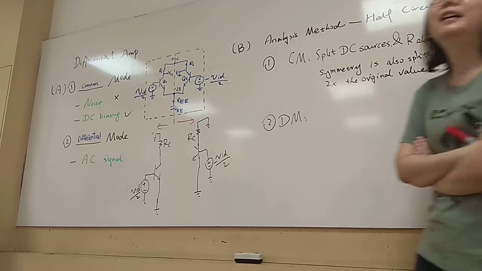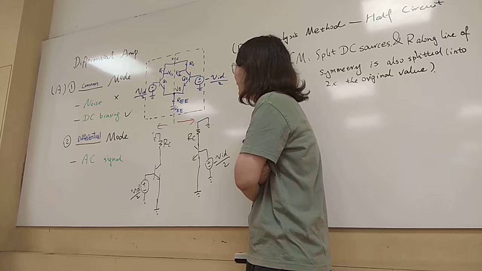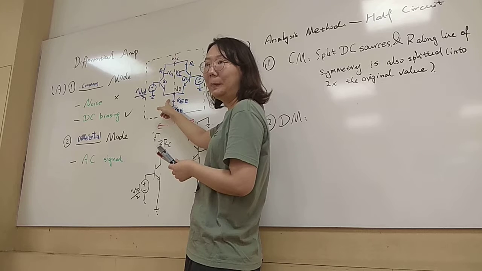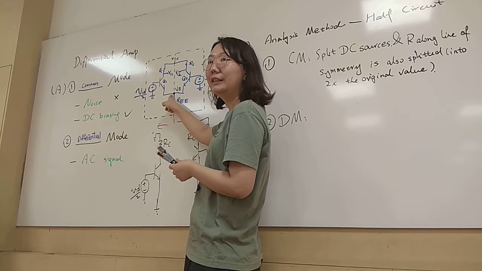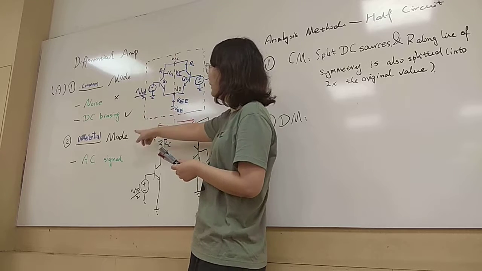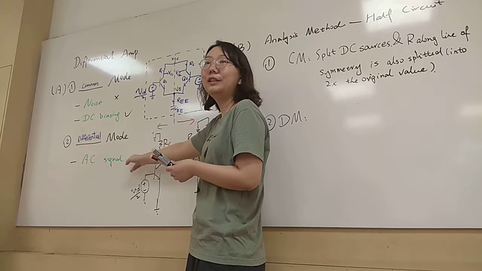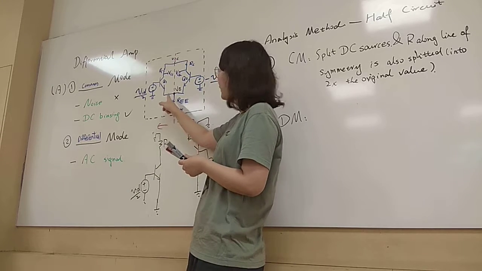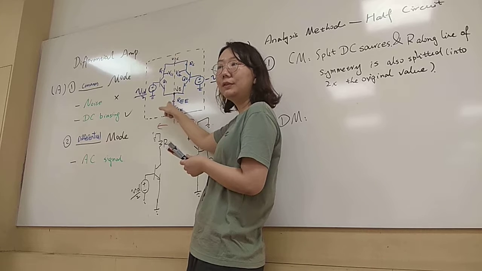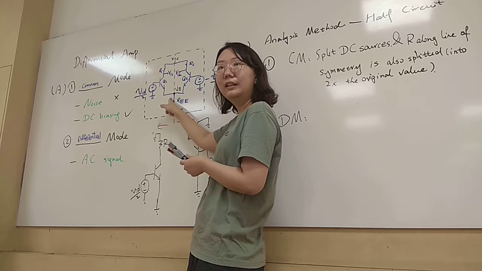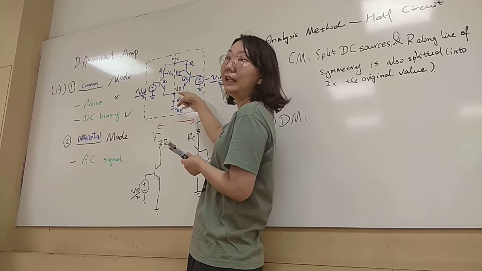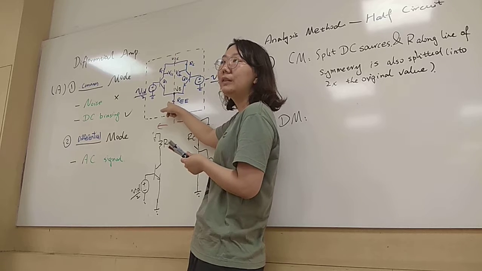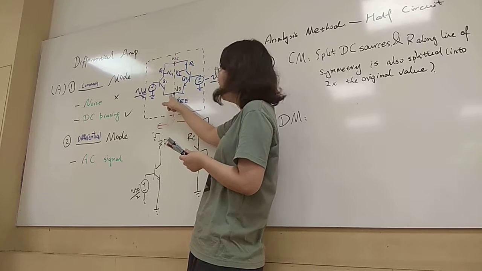Where there's no current flowing through R_EE. If there is no current flowing through R_EE, by Ohm's law, this node will also be ground, right? Because for differential mode analysis, which is also an AC analysis, this node is ground. So in order for this node to be ground, the current flowing through this RE must be 0, right? That means there is no voltage difference across this RE.